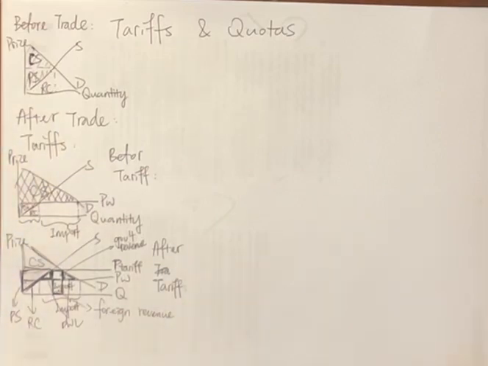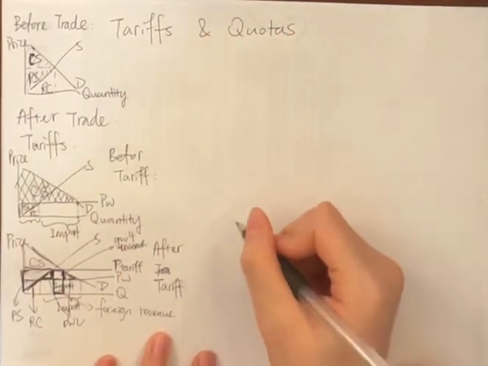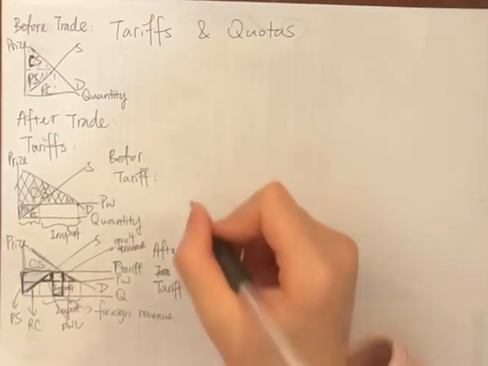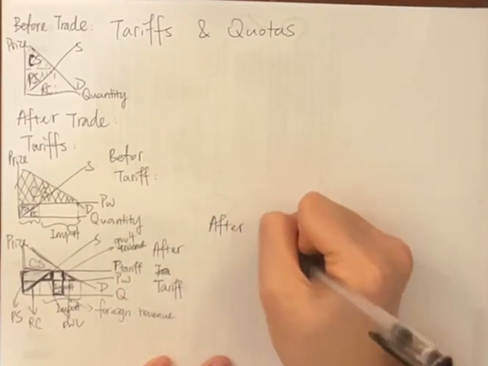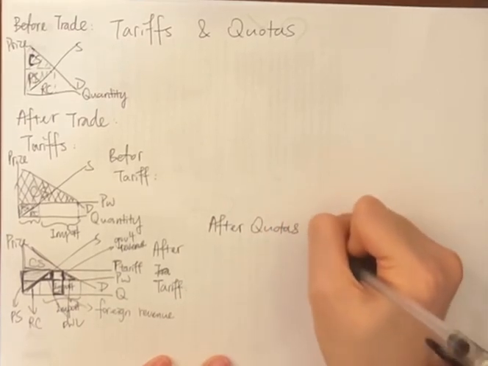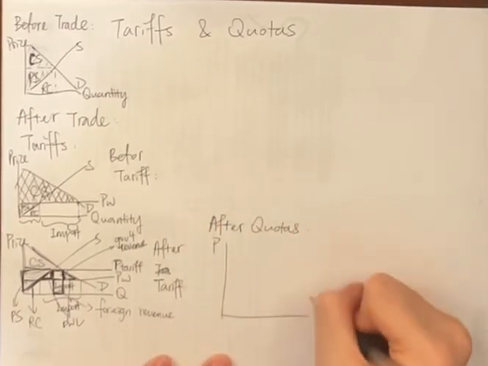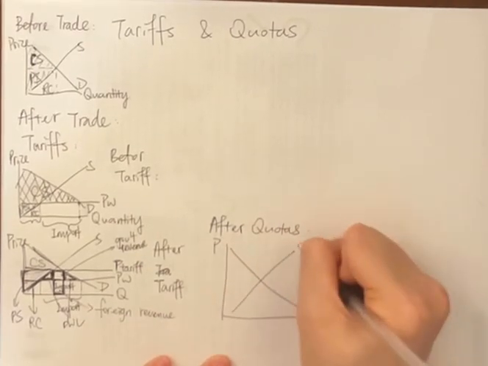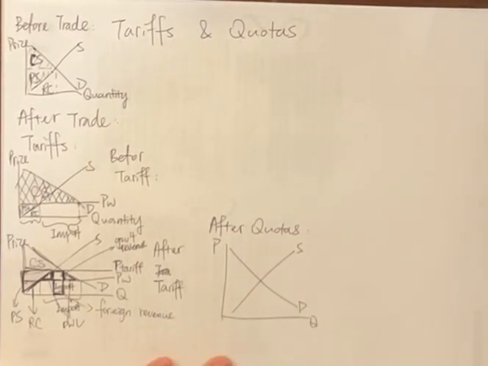So then let's move on to the quotas. Quotas, as I said before, are kind of similar to the tariff, except they don't cost any government revenue. It's just a limit on the quantity of goods that you import from other countries. So let's start by drawing this. After quotas, what does the graph look like? So, price, quantity, demand, supply, and then the quota.